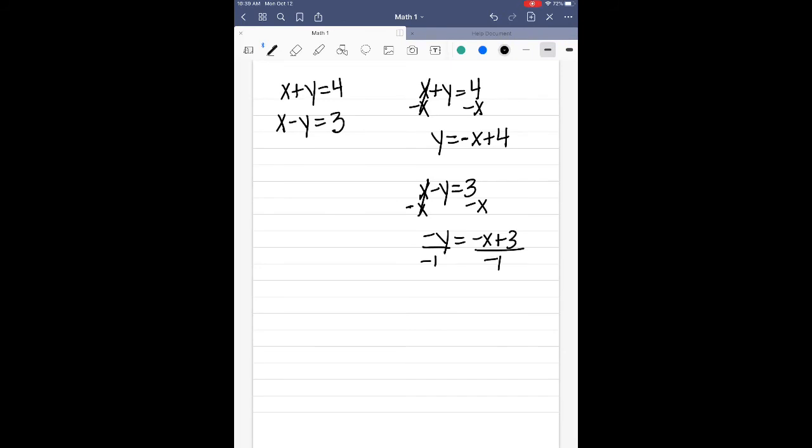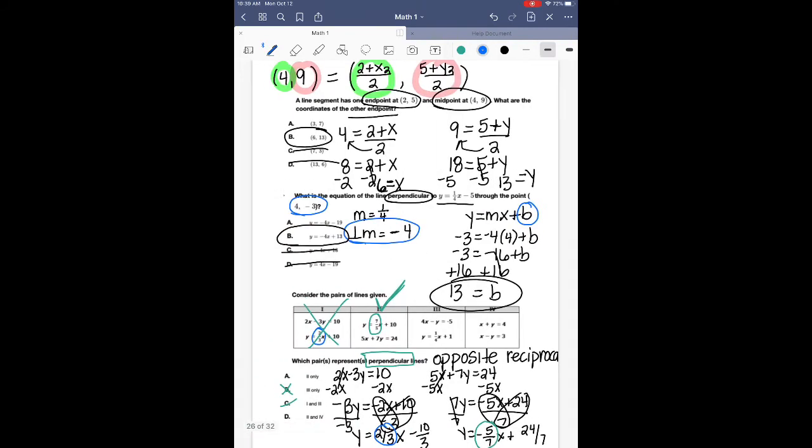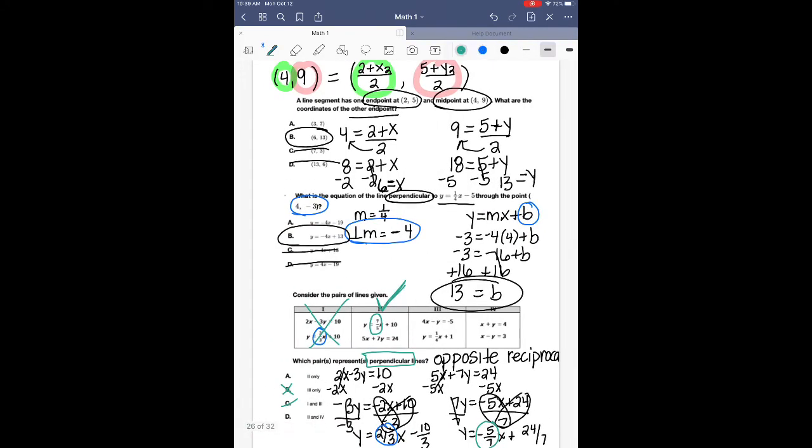And I have negative y, so I'm going to need to divide by negative 1. And y equals, that's negative divided by negative, is going to be positive 1x. 3 divided by negative is negative 3. So I have a negative 1 and a positive 1. Those are opposite reciprocals, so 2 and 4 are the ones that are perpendicular.